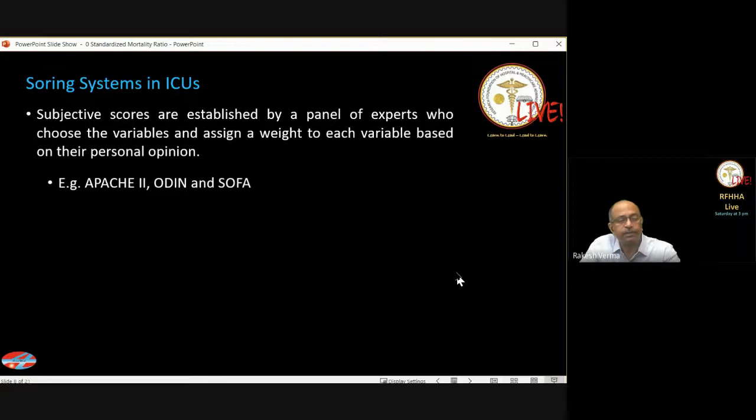So some of these systems use subjective scores on their parameters, and these are established by a panel of experts who choose the variables and assign a weightage to each variable based on their personal opinion. Like APACHE 2 is a system where some of the scoring is based on a discrete number parameter, for example, the respiratory rate or the heart rate or the temperature, and there are some which are based on the clinical judgment of the treating doctor. So this obviously is a mix.